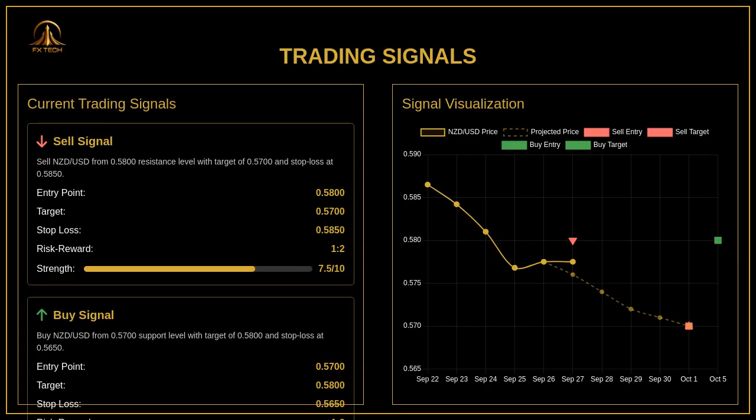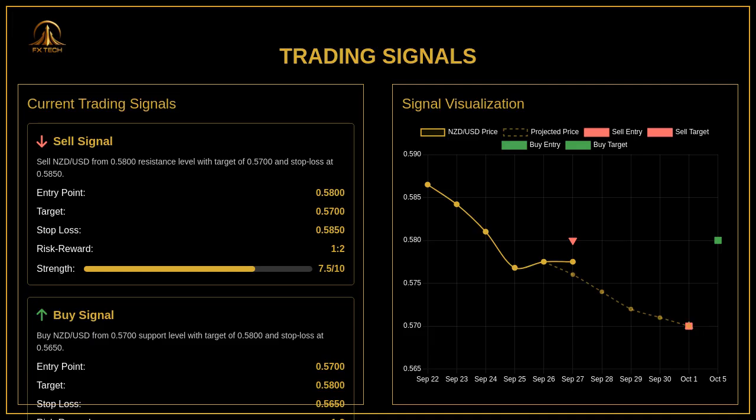Based on our analysis, we've identified two primary trading signals for the NZD/USD pair. Our strongest signal is a sell opportunity from the 0.5800 resistance level, targeting 0.5700 with a stop-loss at 0.5850. This trade offers a favorable risk-reward ratio of 1:2 and carries a strength rating of 7.5 out of 10.